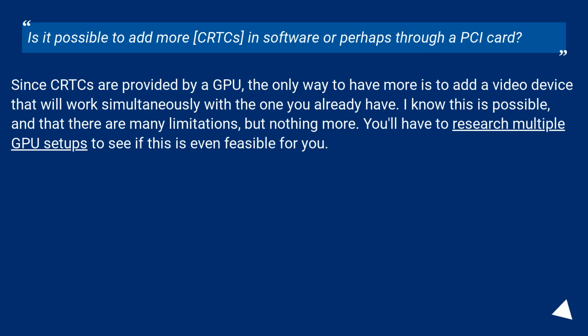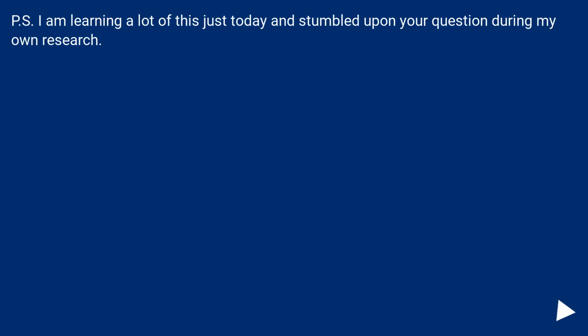Is it possible to add more CRTCs in software or perhaps through a xrandr card? Since CRTCs are provided by GPU, the only way to have more is to add a video device that will work simultaneously with the one you already have. I know this is possible, and that there are many limitations, but nothing more. You'll have to research multiple GPU setups to see if this is even feasible for you. P.S. I am learning a lot of this just today and stumbled upon your question during my own research.